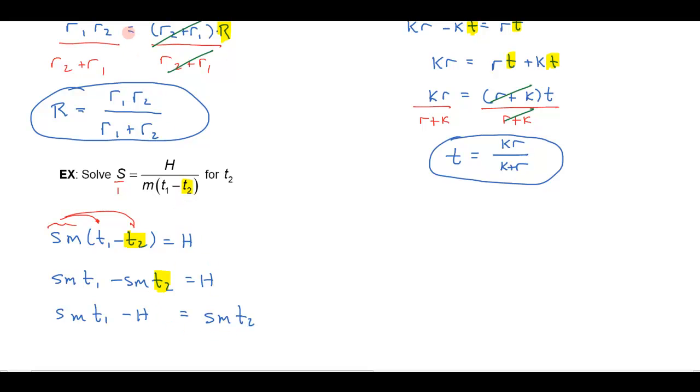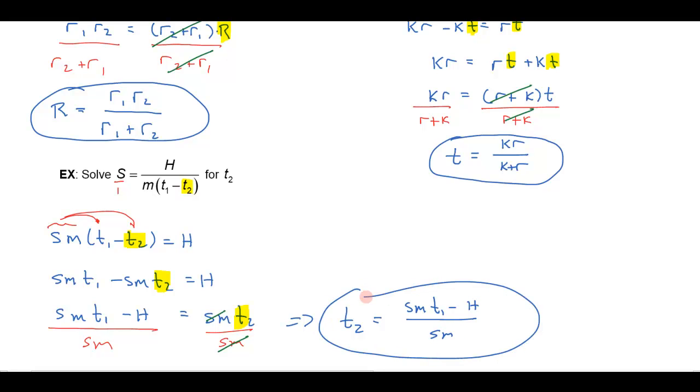All right, so now that I've got the t2 term all by himself, I'm almost done. All I have to do is divide by the coefficient, in this case sm. And I will have my answer because the sm's will cancel, and I will have that my t2 is equal to smt1 minus h all over the sm. Okay.